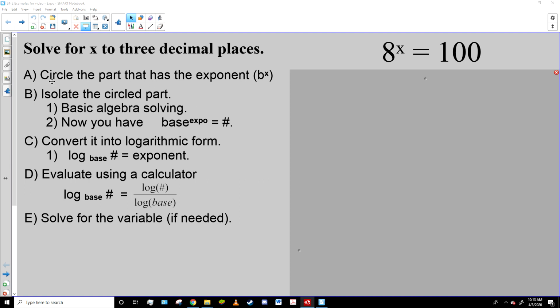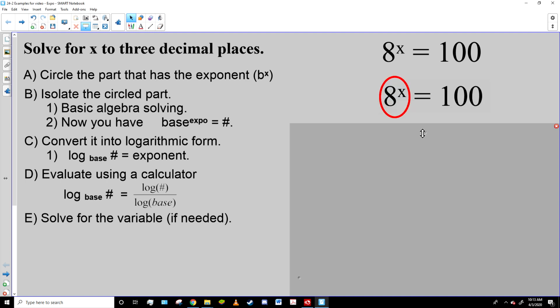Now the first step, A, is not really required. It's just kind of a helpful thing. I ask you to circle the part that has the exponent. In this case, it would be the 8^x. And the reason for that is because we're going to isolate the circled part. In other words, anything not in the circle we need to get rid of by doing our basic algebra. Now fortunately on this one it's already done. 8^x is the only thing on this side of the equal sign, so there is nothing else to worry about getting rid of.